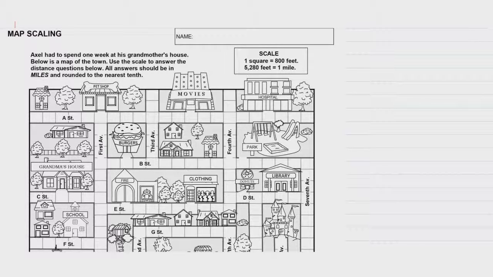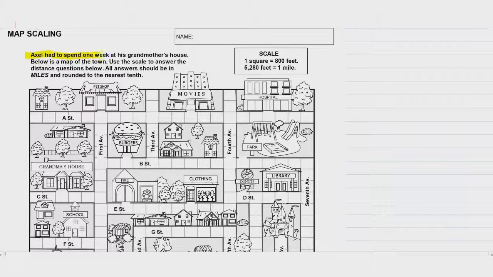Working on a map scaling worksheet. And when you're scaling, you're using a larger or smaller object to represent something in the real world. And today, we're using this map to represent an actual town. So it's a smaller version of the town. So let's take a look at the directions.